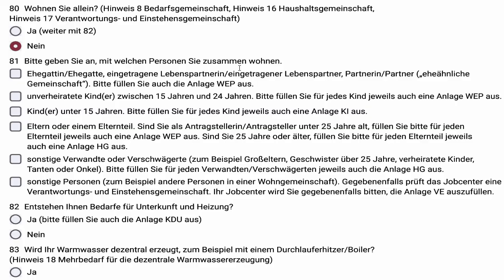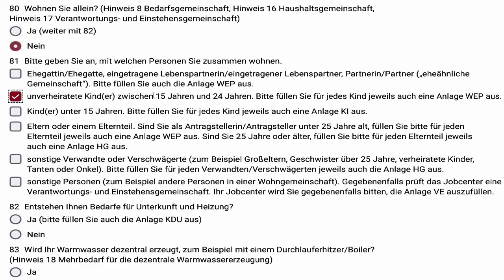If you're living with your spouse or with your registered civil partner or your partner, you mark here and you fill in the attachment VAP and send it together with this application form to the job center. If you're living with a child or children who are between 15 and 24 years old, you mark here, and for each of these children you fill in the attachment VAP and send it together with this application form to the job center.